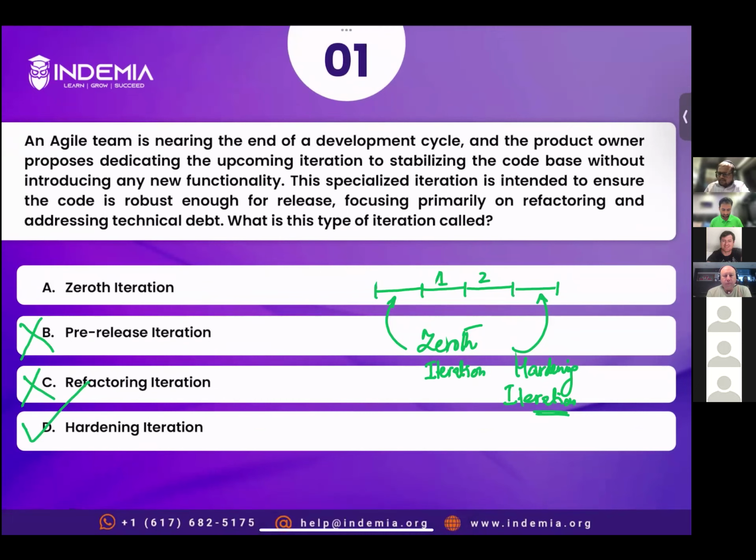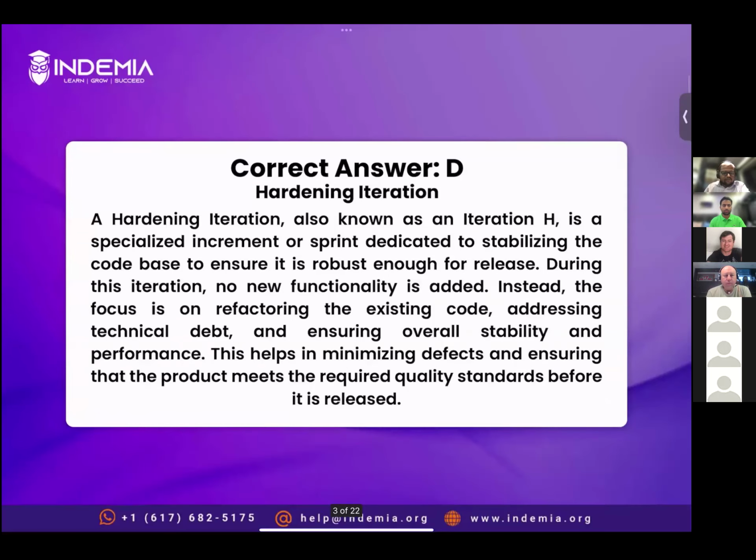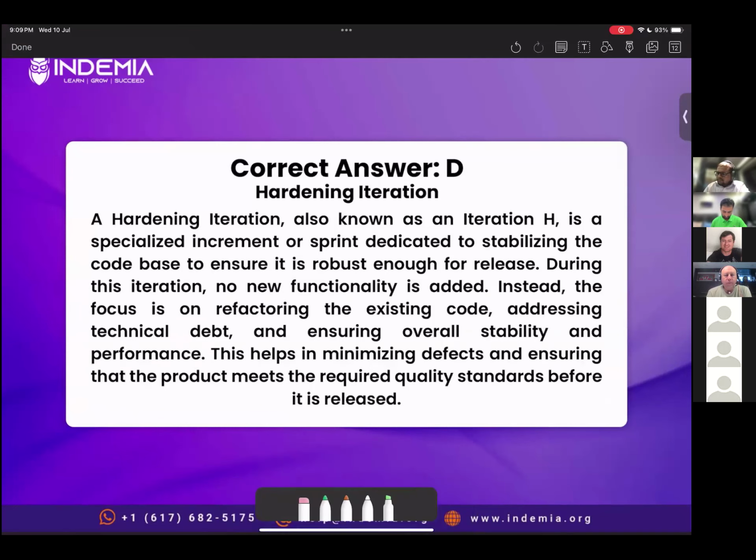Let's read the explanation. All right, so during this iteration, no new functionality is added, right? So you just stabilize and make sure that previous code is robust enough. All right, next question.